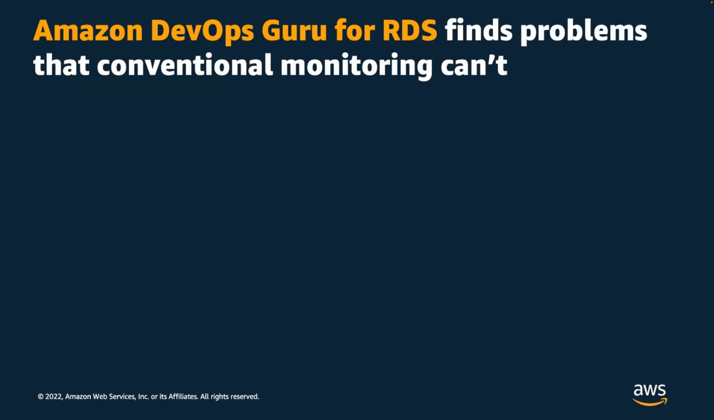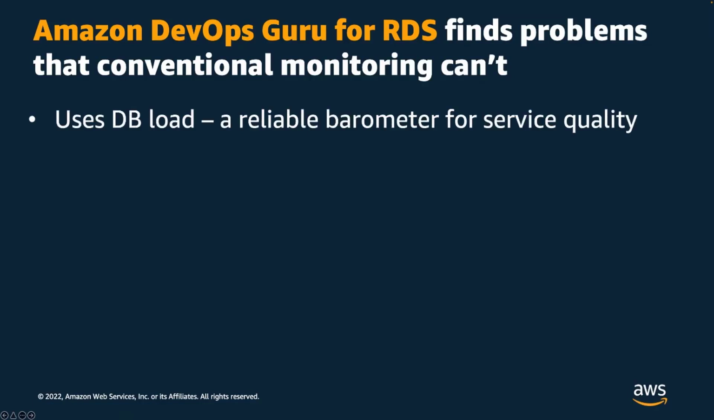Let's take a moment to highlight a few key things about this new capability that we think make it particularly useful for developers and database folks. First of all, DevOps Guru for RDS monitors for anomalies using that special metric called database load. As we've discussed, this metric registers any kind of database contention across every possible type of bottleneck.